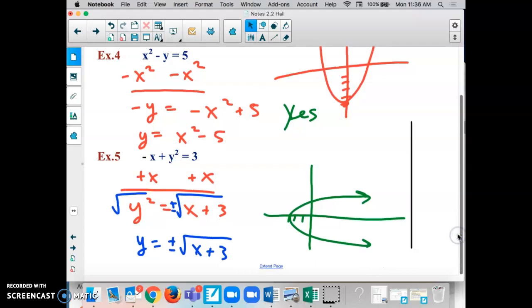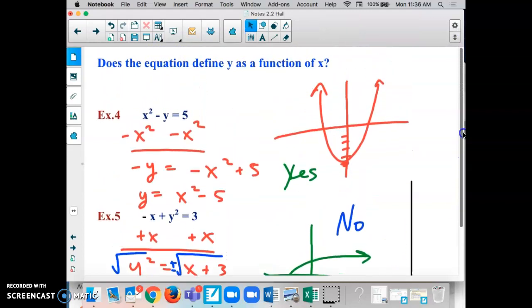But I can also see that no matter what x value I plug in here, I would add 3, take the square root, and then I'd have two answers, one being positive, one being negative. So I plug in one x value, but I could get two different y values, therefore it's not a function. So for this one, we would say no.